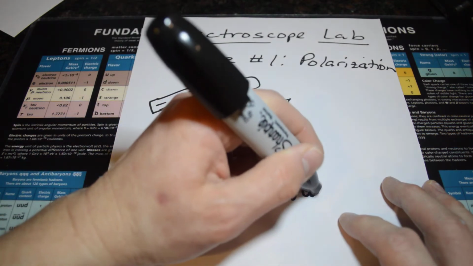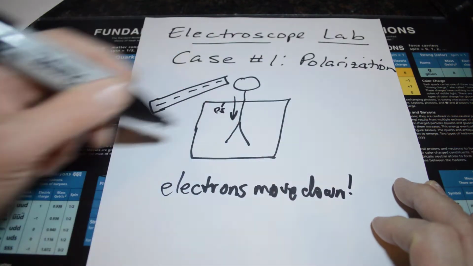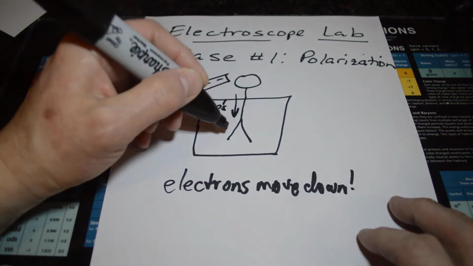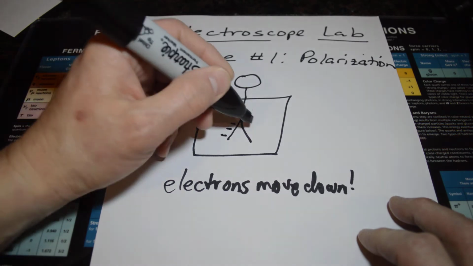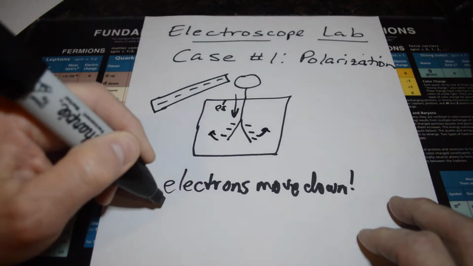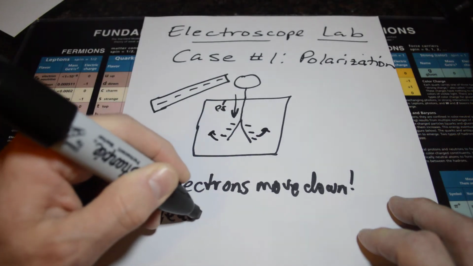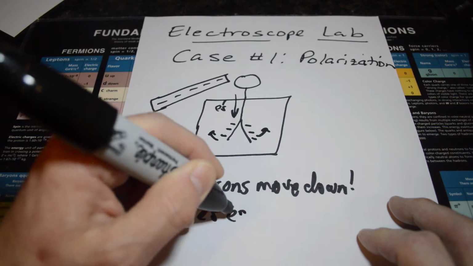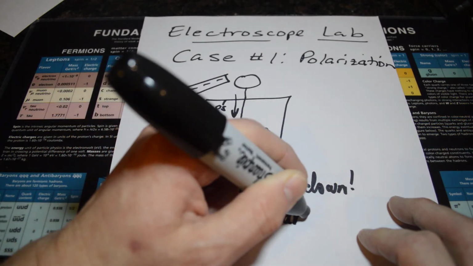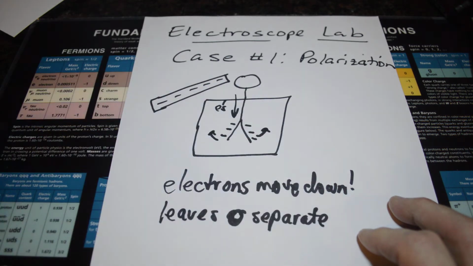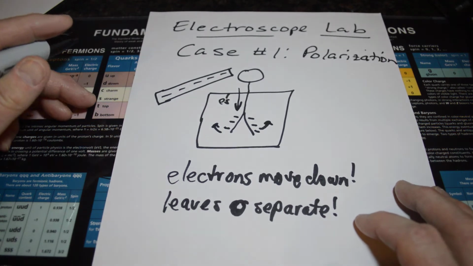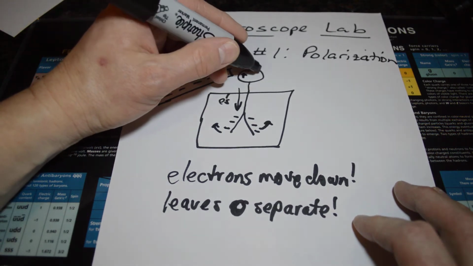So the electrons move down. That's the first thing I want to say. As they go to the bottom, you would have more negative charges on the leaves. They will then separate. So the leaves separate. What happens on the knob then? The knob is going to end up more positive.